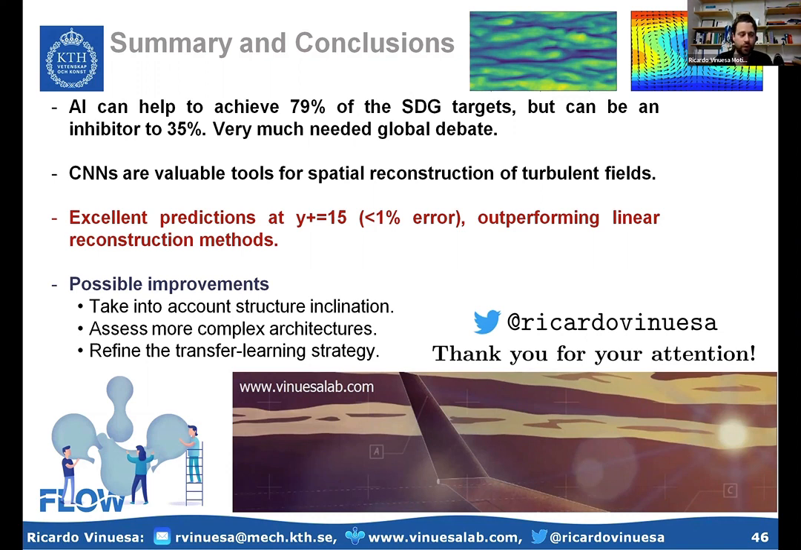So when we want to control the near wall region, we have obtained less than 1% error in the turbulent fluctuation fields, which means that we can obtain significantly better results than with linear reconstruction methods. And we are looking at some improvements, like taking into account the structure inclination, refining the transfer learning strategies, and also looking at more complicated architectures like transformers, both for the temporal but also for the spatial predictions of these interesting flow cases.